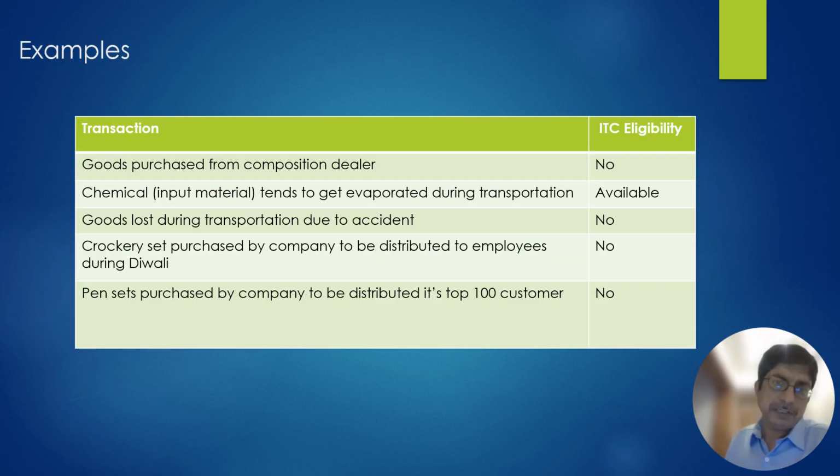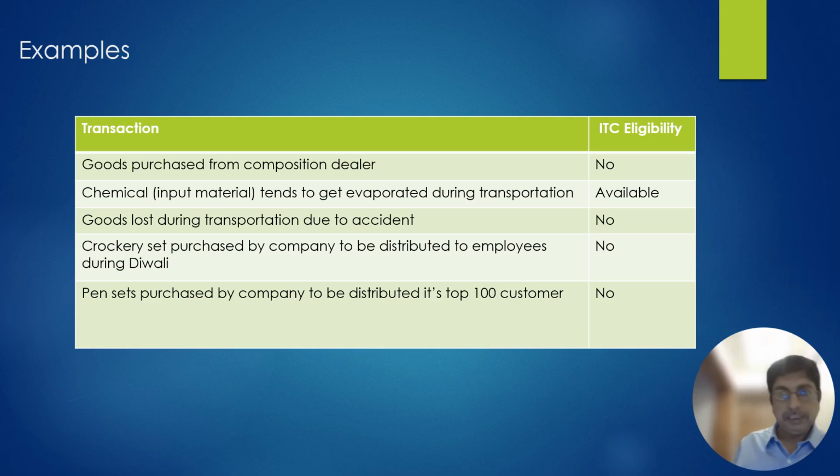Let's see some examples relating to this clause. That is goods purchased from a composition dealer. Basically, a composition dealer is not allowed to levy GST on the invoice. So there is no question of availing the credit on goods purchased or services availed from the composition dealer.